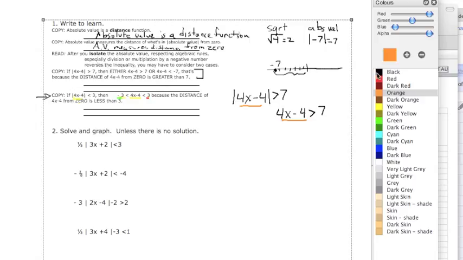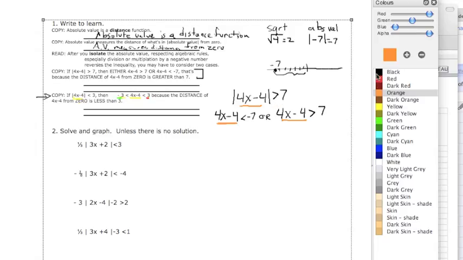And we also want to know, so it could be or 4x minus 4, that orange thing, is less than minus 7. Why? Because if the number 4x minus 4 were indeed minus 10, well, that would be less than 7. And the absolute value of minus 10 is 10, so that would satisfy it also. So this is the OR case, when we have the absolute value of something is greater than a positive number.